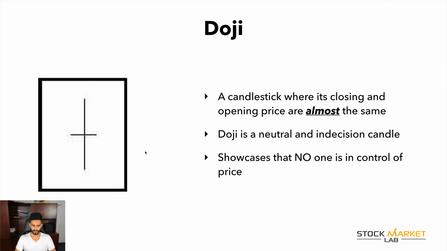So let's say you're looking at a chart and you see a doji at a certain level. That means either the stock is taking a break or no one is in control. So I would wait for the next candle to take on a trade. And I'll show you how to trade them in a bit too.